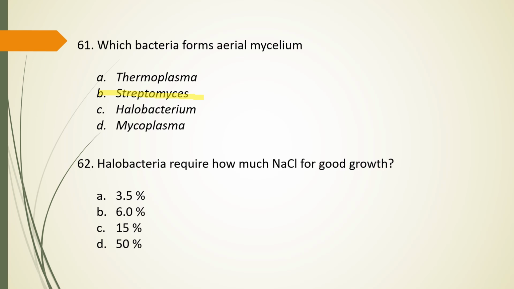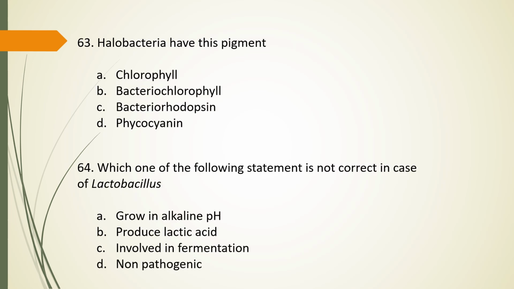Question number 62. Halobacterium requires how much NaCl for good growth? Option A 3.5%, B 6%, C 15%, D 50%. The correct answer is option C, 15%. Halobacteria are extremophiles that thrive in high salt environments and require a minimum salt concentration, typically around 15%, for their survival and their growth.